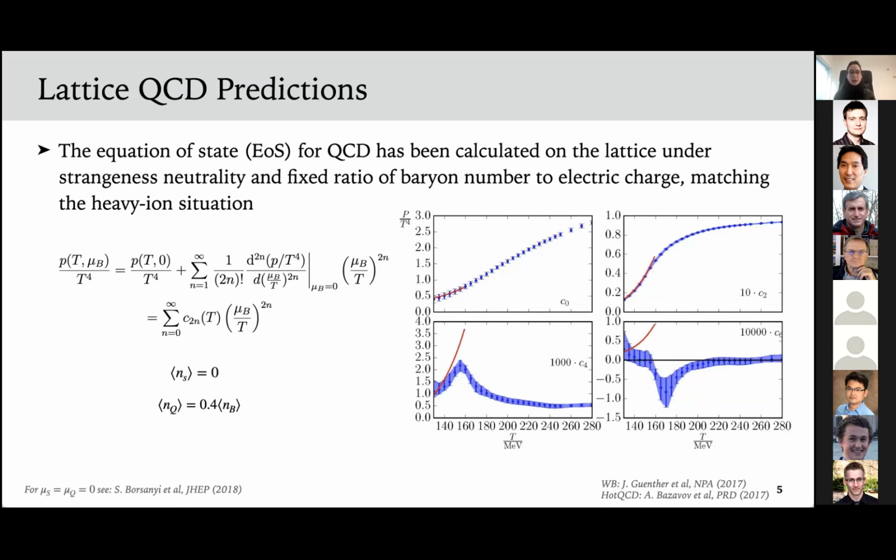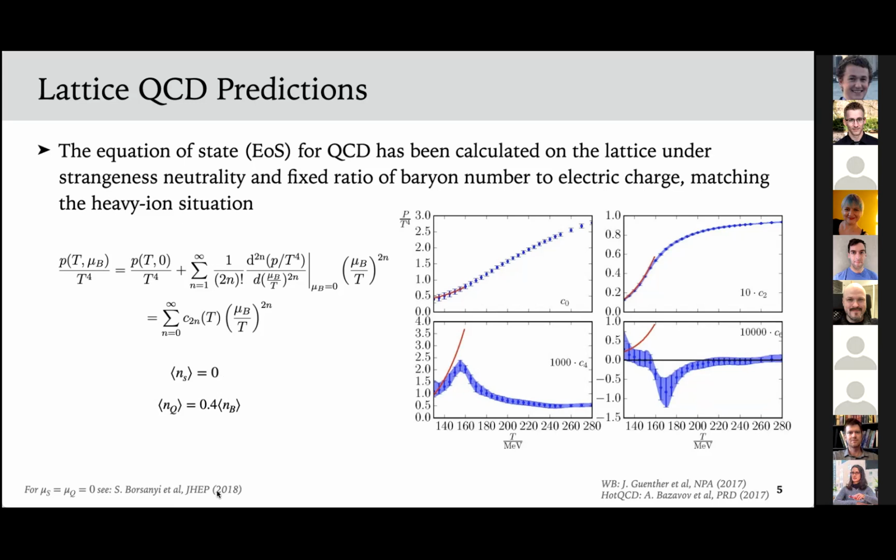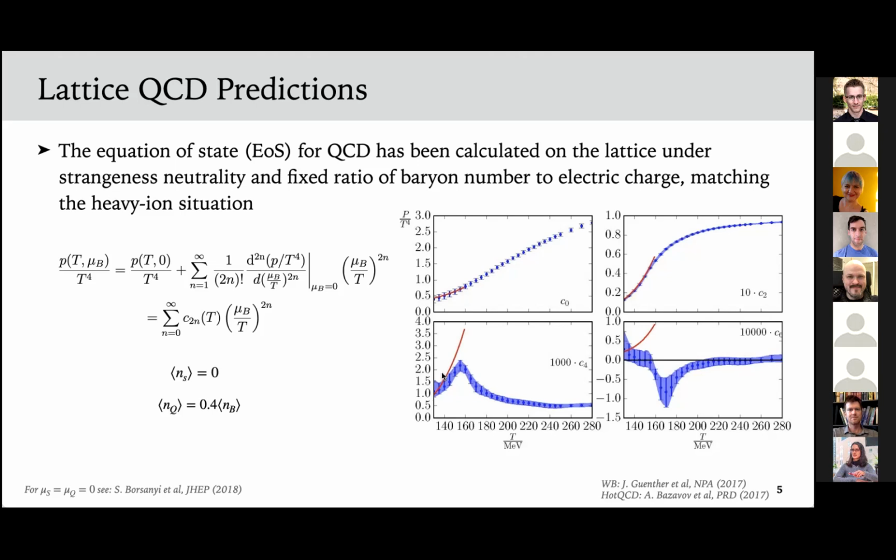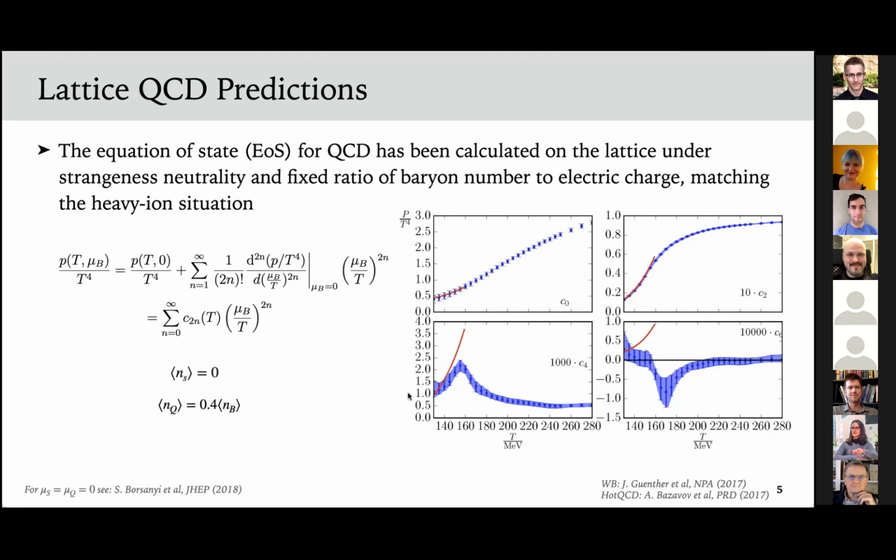So what I'm showing in the plots here are the different Taylor expansion coefficients for the pressure in the case of this strangeness neutral equation of state. On each of these curves, the lattice data from the Wuppertal-Budapest collaboration is shown, but this has also been calculated by the HotQCD collaboration as well. What I want to emphasize on these plots is what you see in the low temperature regime, this red curve here, which is the Hadron resonance gas model calculations, which agree well with the lattice data in this hadronic regime, so this low temperature regime. And that's going to be one tool that I will use throughout this talk.